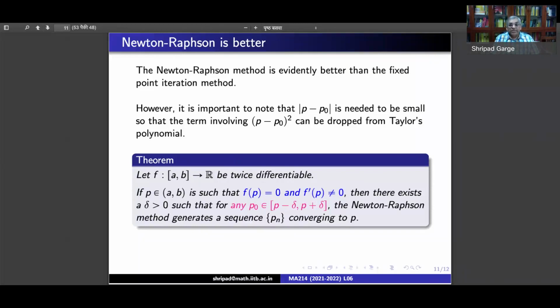So the statement says that, first of all, there is twice differentiability. Then you are assuming that there is a root where the derivative doesn't vanish. So with this hypothesis, we get that there is a delta such that in that range of 2 delta, so delta here and delta there, you can take any initial approximation, and Newton-Raphson will give you a sequence which converges to p.